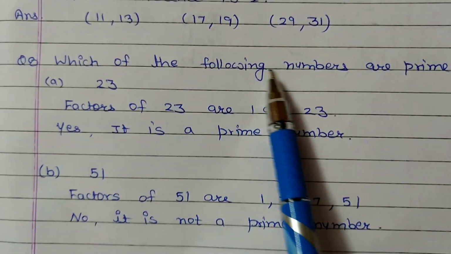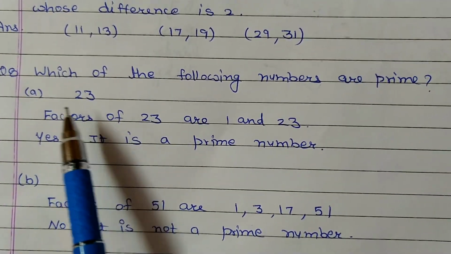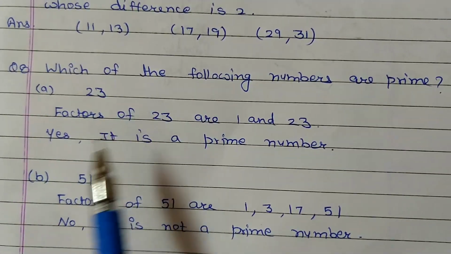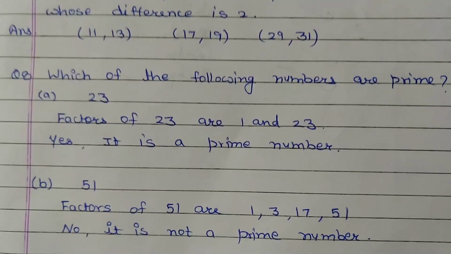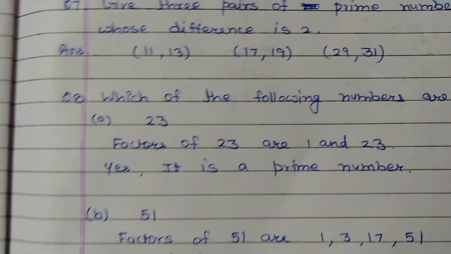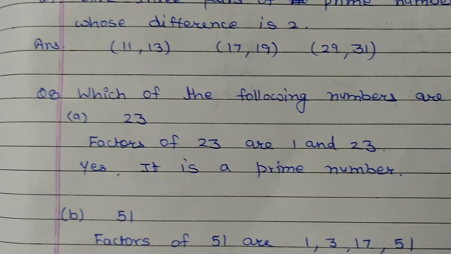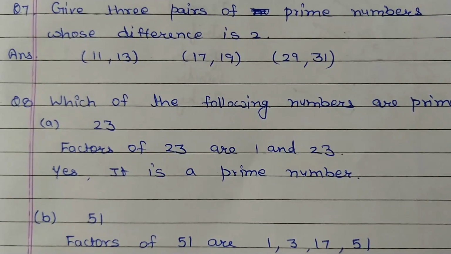Now question number 8. Which of the following numbers are prime? First is 23. So simple, as I told you, to find whether the given number is prime or not, simply find its factors. If it has 2 factors, then it is a prime number. If it has more than 2 factors, it is a composite number.